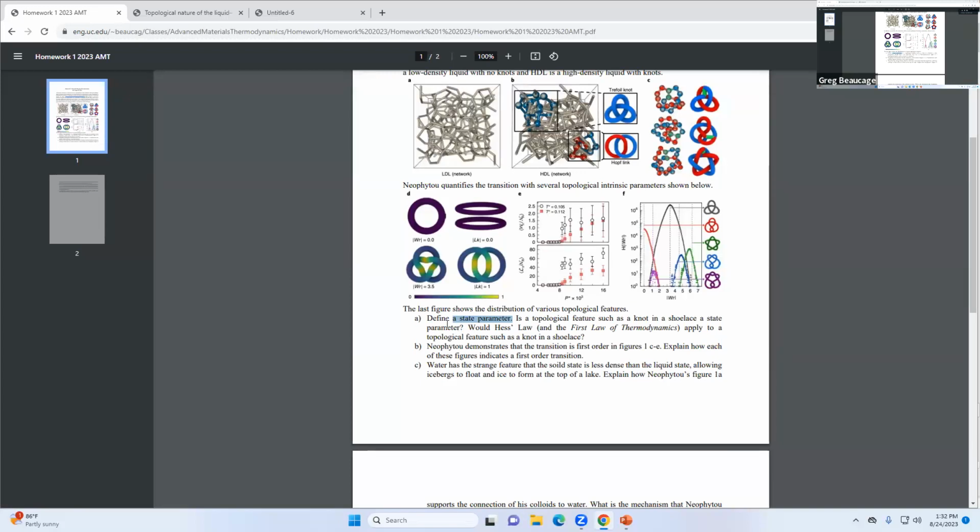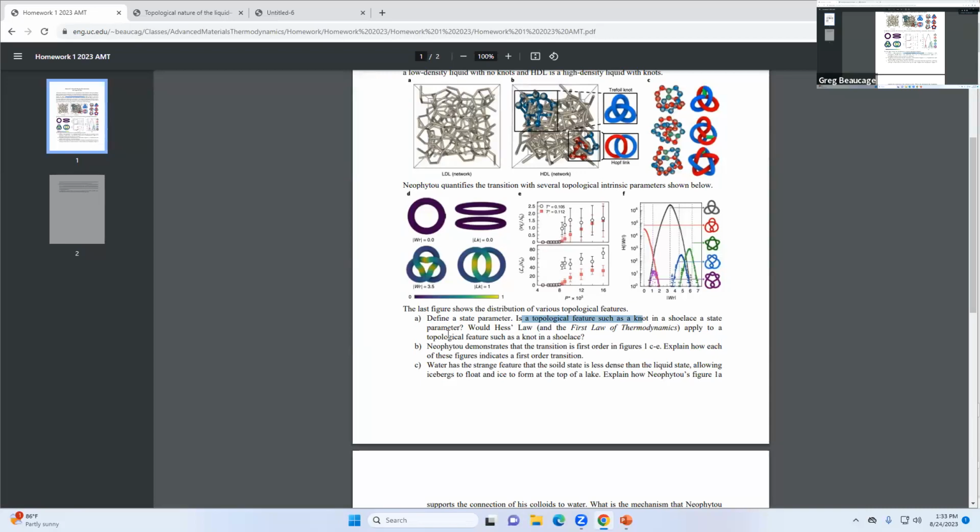So anyway, once you can define what a state parameter is, you need to have a discrete change in state parameters when you have a first order transition, which is what he's talking about, liquid transition. So the open question is, is a topological feature like a knot a state parameter? In other words, if your shoelace is open and floppy and then you tie a knot in it, is that a different state in terms of thermodynamics? Or is it the same state?